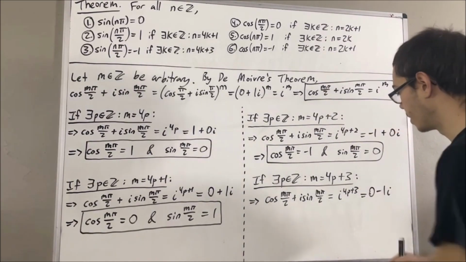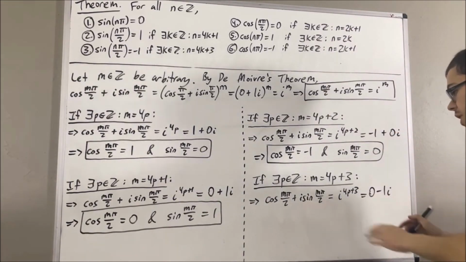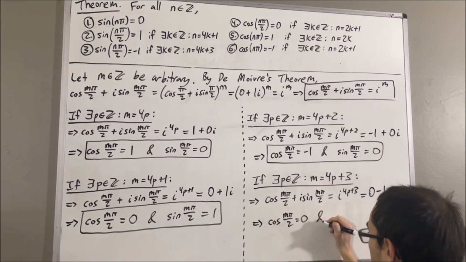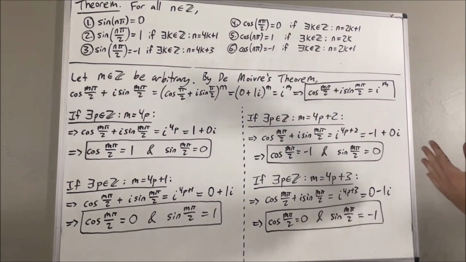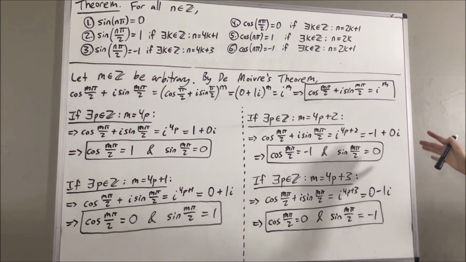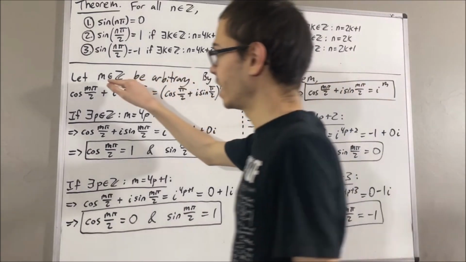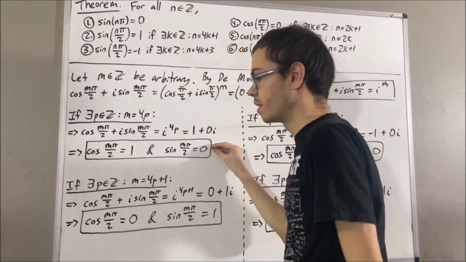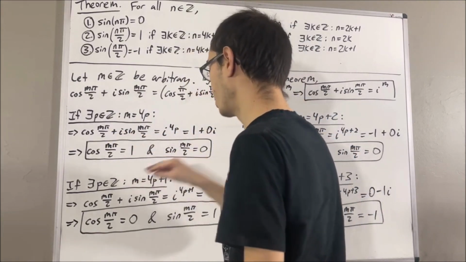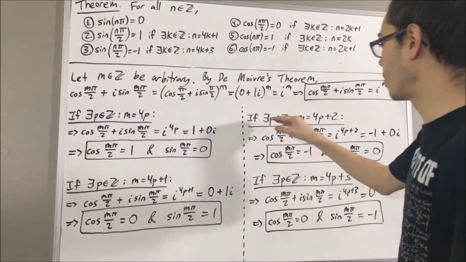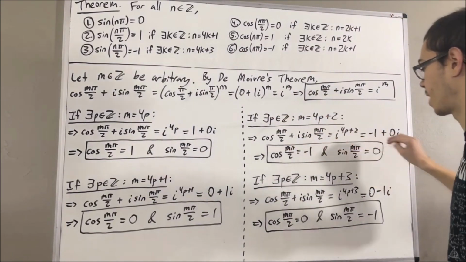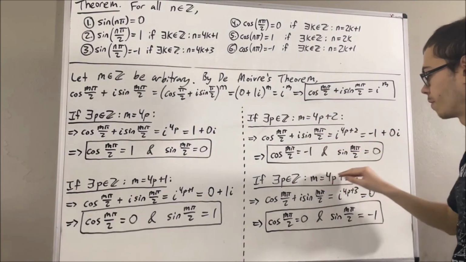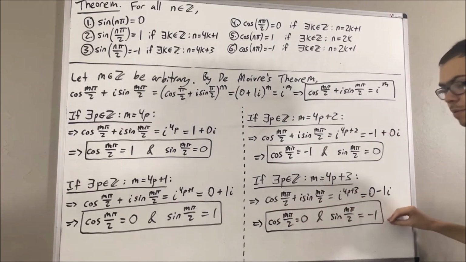So now we just set the real parts and the imaginary parts equal, and we get this. So this is the preliminary result we have proven. Given any integer m, if m is of the form 4p, then this happens. If m is of the form 4p plus 1, then this happens. If m is of the form 4p plus 2, then this happens. Finally, if m is of the form 4p plus 3, then this happens.